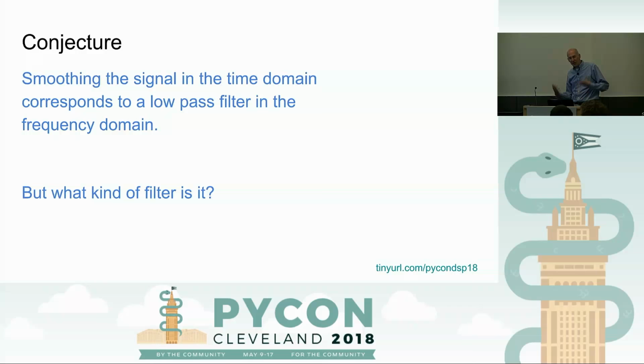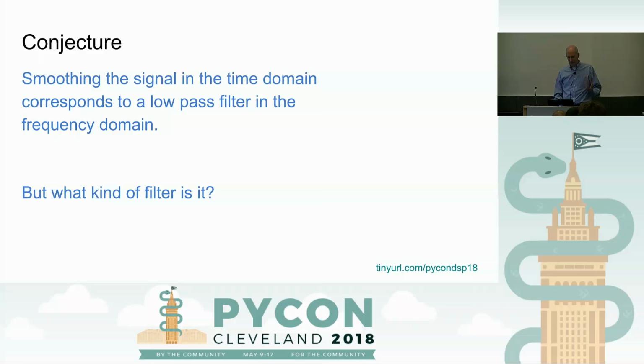So this is my conjecture. We're sort of discovering the convolution theorem by exploring. The conjecture is that when you smooth the signal in the time domain, what you're doing is applying a low-pass filter in the frequency domain. So we might think, okay, well, what kind of filter is it? Can we characterize the filter?